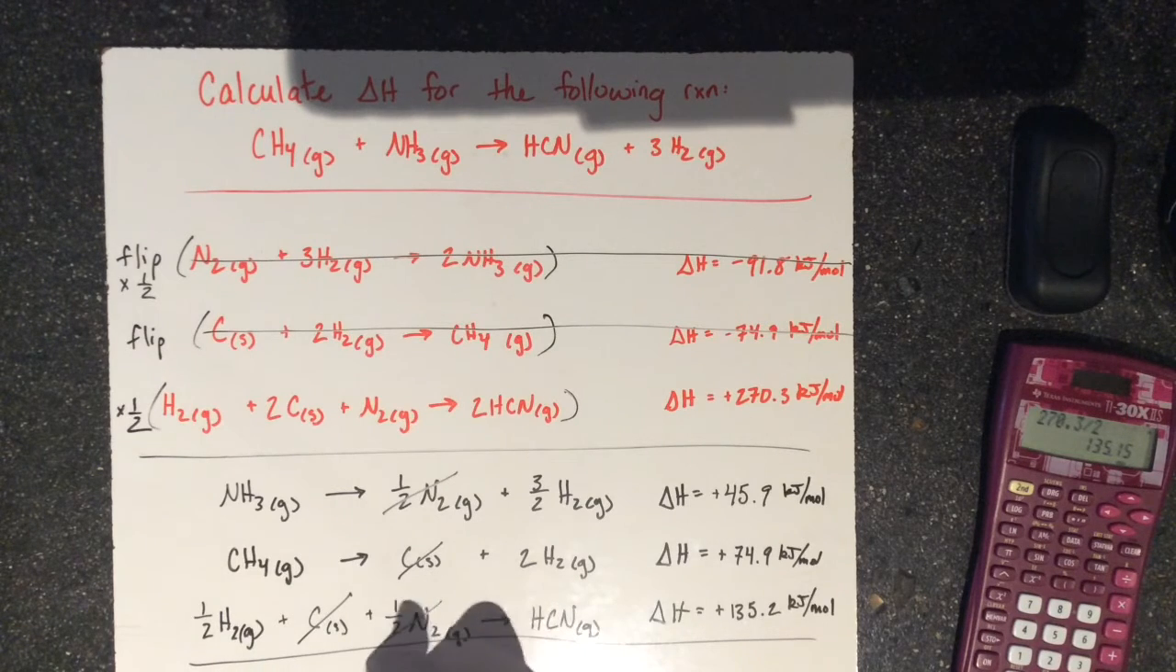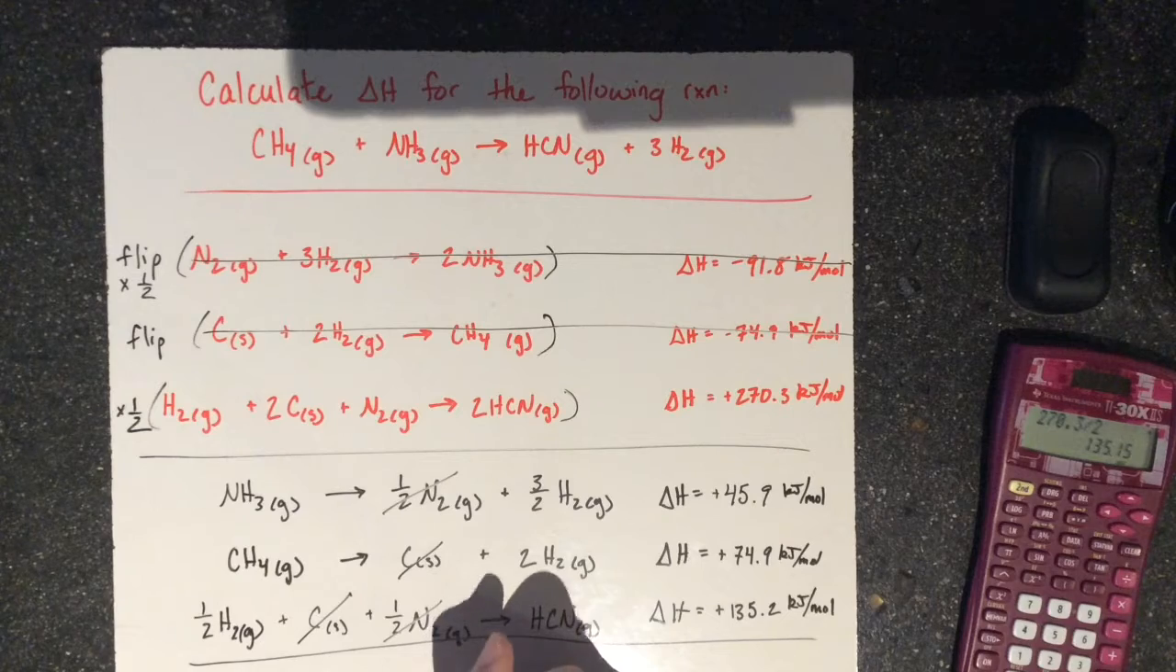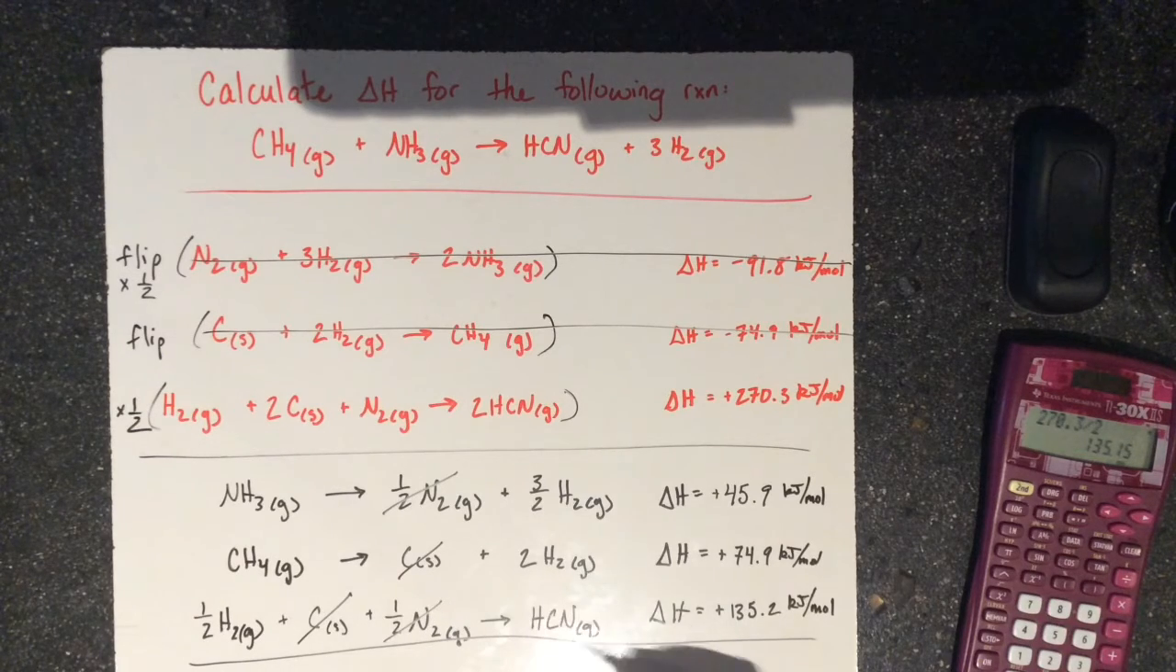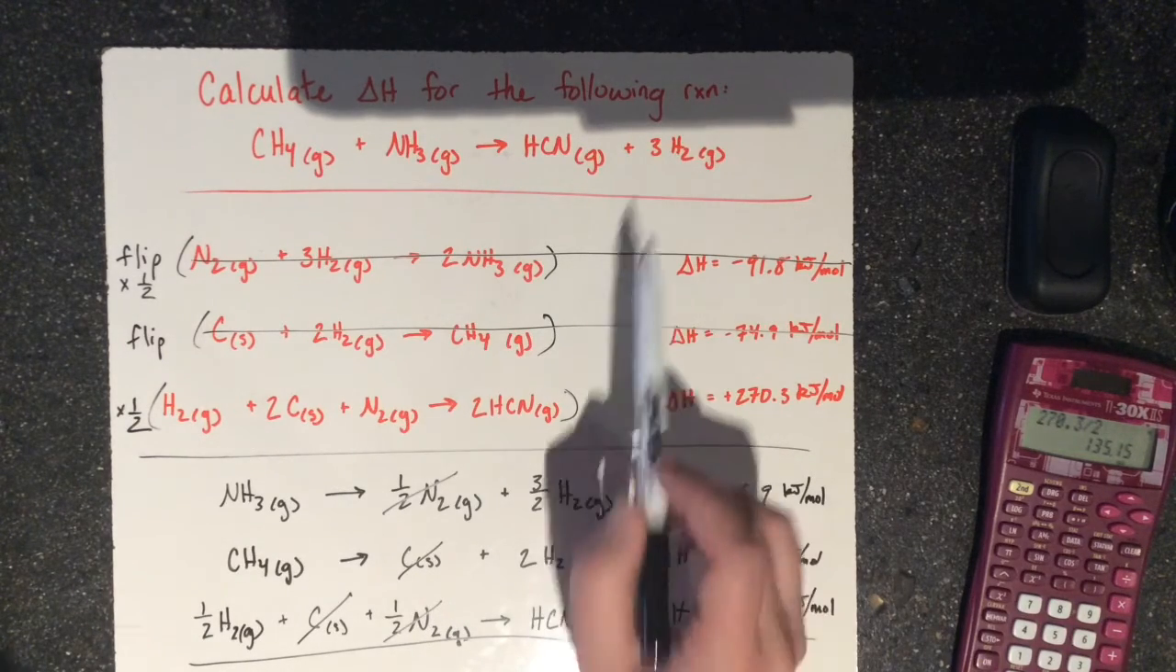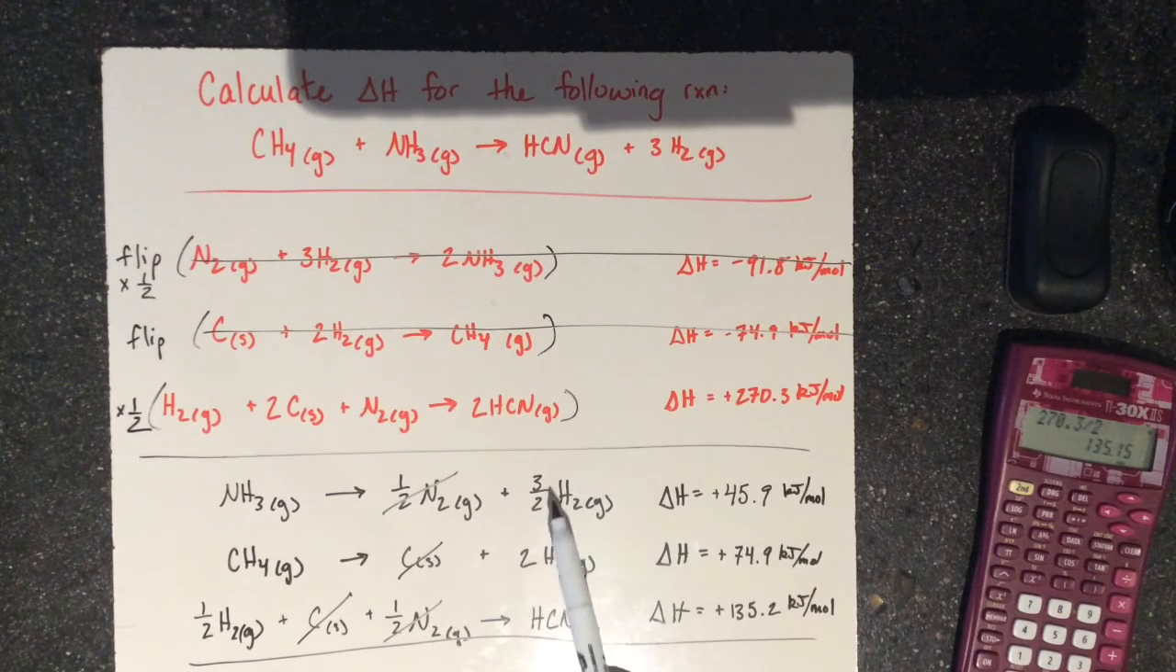And I'm going to go to the right side of my arrow. And I see I have HCN. I have one of those and I don't see it anywhere else. So I'm going to bring that down, HCN gas. Plus now everything else is my H2 and I see I need 3 H2s. So I'm hoping with the H2s I have that that's going to end up working out here. And I actually see it does because I have 1/2 H2 here and 3/2 H2 here plus another 2.